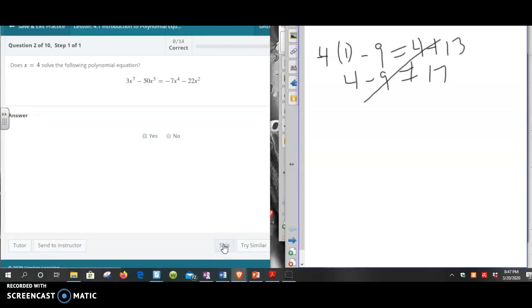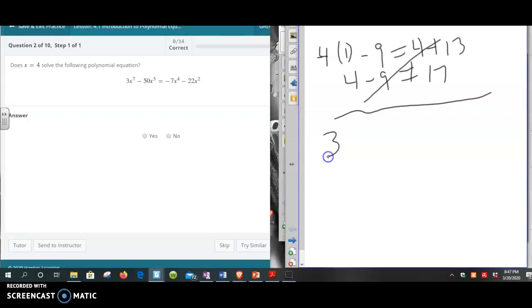Does x equal 4? Well, that's the same idea. That's called a 0, by the way. A 0 means that it's a value for x that will balance both sides. It will make the polynomial a true equation. So does x equal 4? That's going to be a big number. So it's going to be 3.